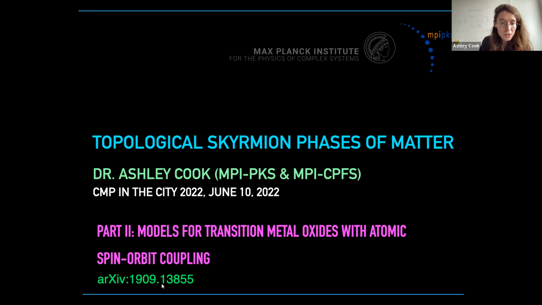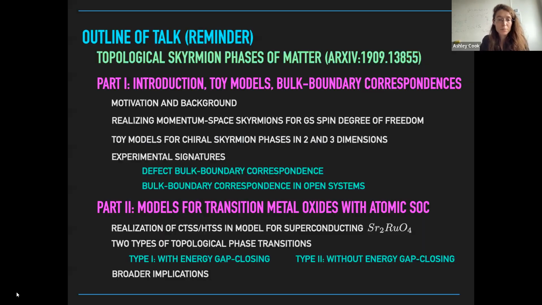So this talk today is about models that realize this sort of physics, specifically models describing transition metal oxide superconductors, and specifically those with non-negligible atomic spin orbit coupling, because as I will show, it's extremely important in realizing the more interesting topological phase diagram and topological phase transitions that are possible in these systems. Just as a quick reminder, yesterday I gave you some motivation and.